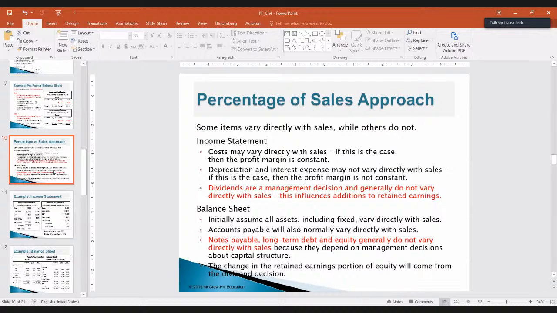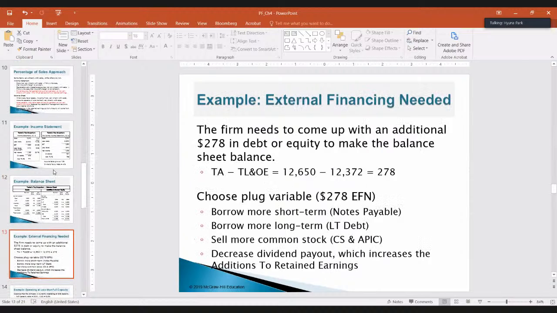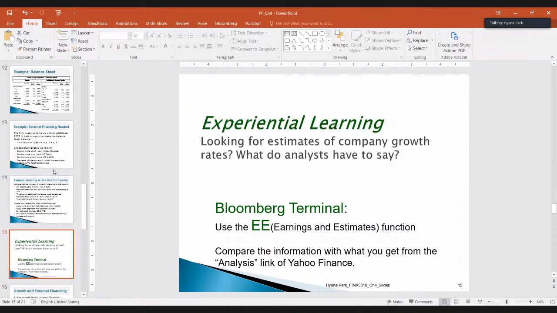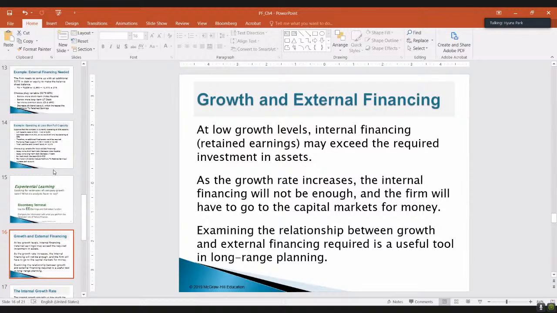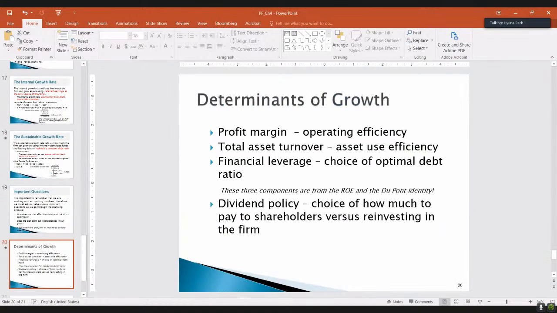So this slide summarizes the issues in percentage of sales approaches and gives another numerical example to explain the external financing needs. So we don't have enough time to go over this, so I will explain it on Wednesday. And after I explain those numerical examples in detail on Wednesday, we are going to talk about calculating these two: internal growth rate and sustainable growth rate.